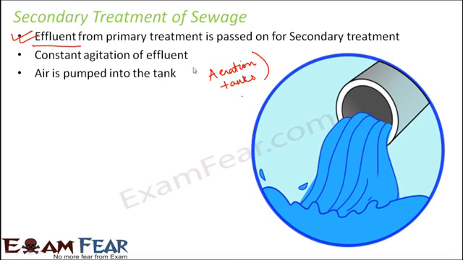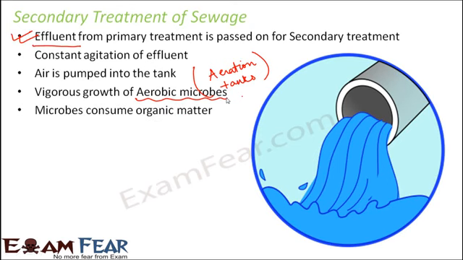So now the effluent which was received from the primary treatment is passed on to these tanks where air is constantly pumped in and also the effluent is constantly agitated. Now once it undergoes these processes, what happens? Vigorous growth of aerobic microbes takes place because air is being pumped in. So there is enough oxygen available. When a lot of oxygen is available, more and more aerobic microbes will grow, because these microbes need oxygen. So vigorous growth of aerobic microbes will take place.